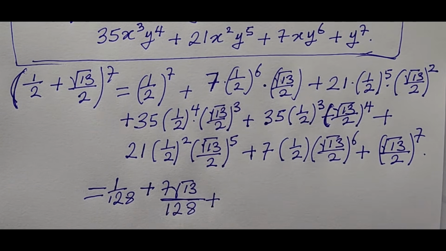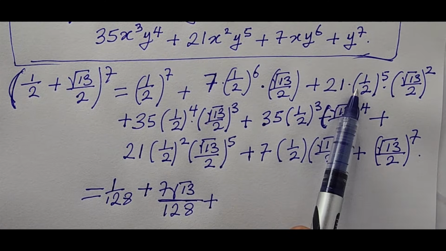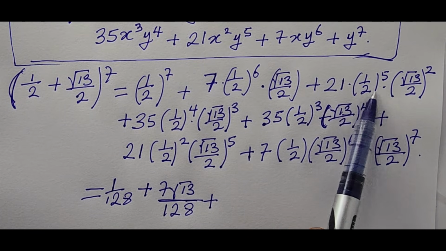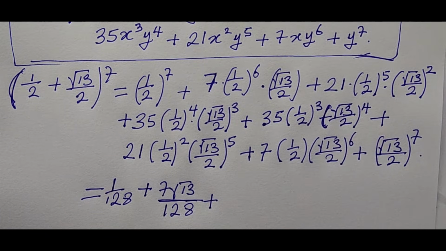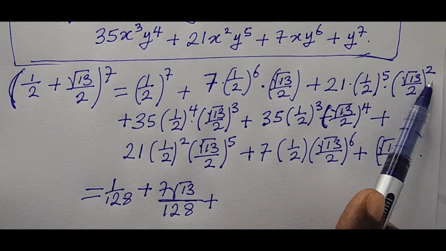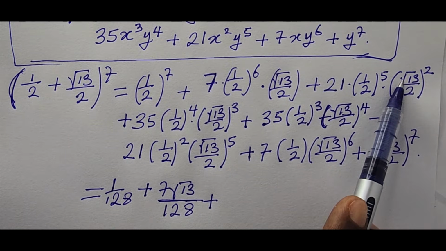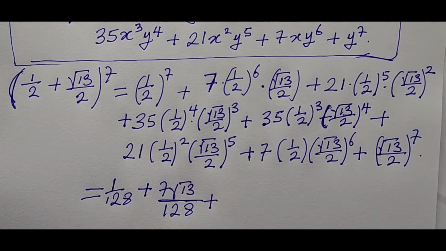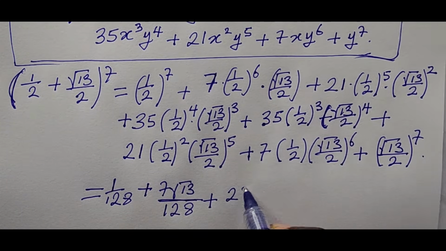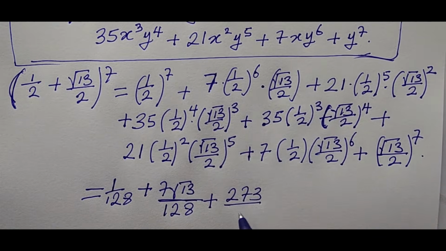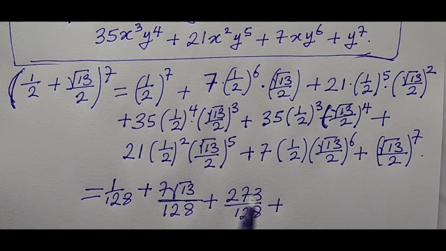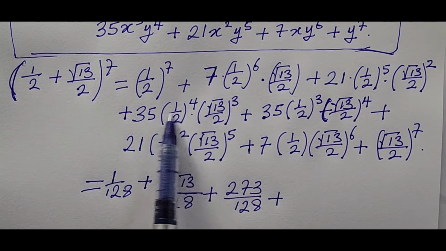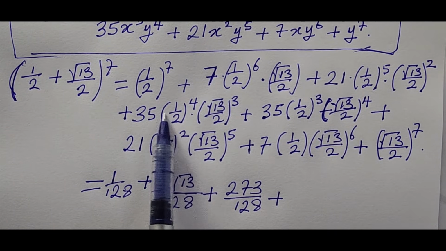The plus, we go to the next one, which is 21 times everything we have here. Then if you multiply everything out here, because this will cancel out this root here, if you multiply everything out, this is going to give you 273 all over 128. The plus, we come to the next one, which is this very term here, having 35 as coefficient.